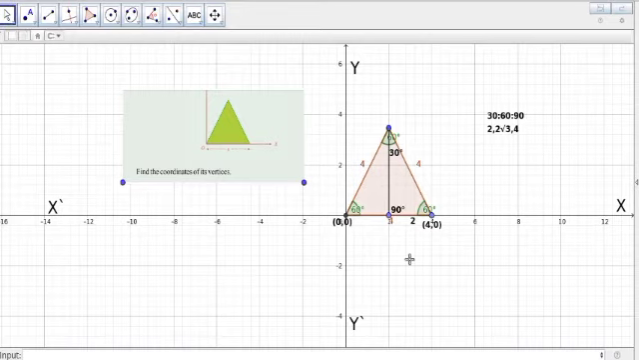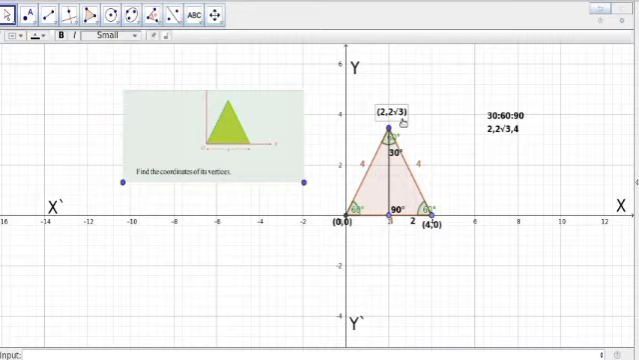Okay, so how do we find the coordinates of this point? See, from the origin this distance is 2, that is, the x coordinate is 2. Then what about the y coordinate? From this to here the distance is 2 root 3. So the x coordinate is 2, the y coordinate is 2 root 3. Okay, so the coordinates of this point are (2, 2 root 3).